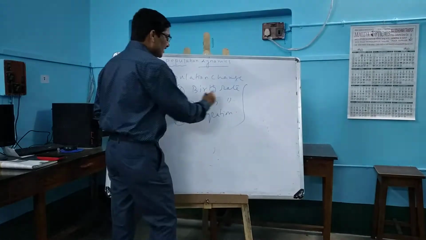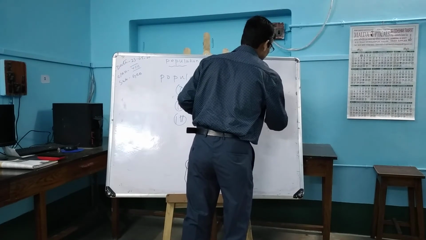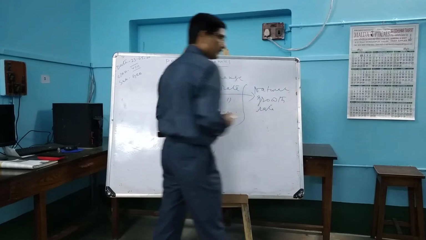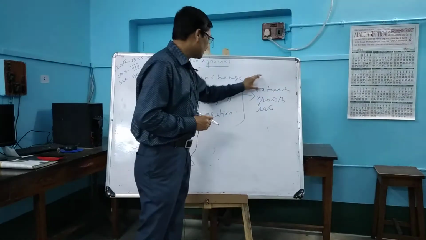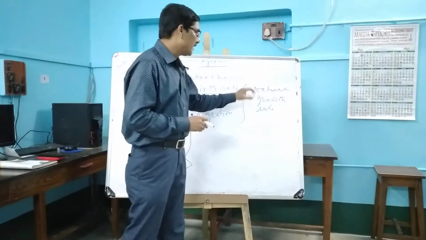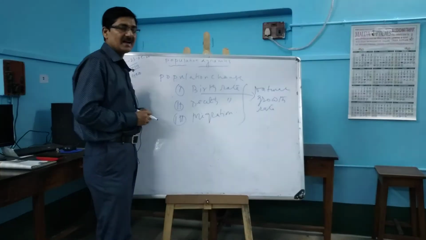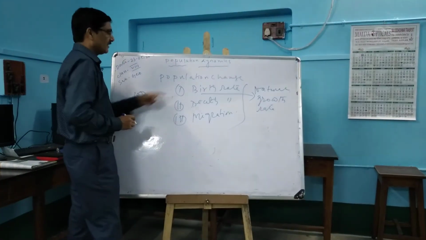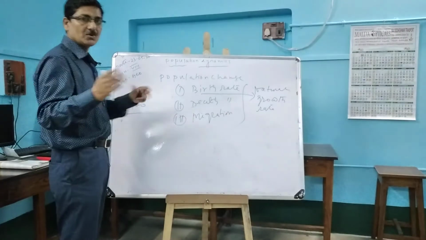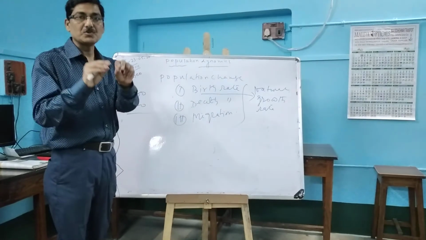The difference between birth rate and death rate is called the natural growth rate. What is natural growth rate? The difference between birth rate and death rate is called the natural growth rate. It may be positive, negative, or balanced. If in a year live births are 100 and deaths are 100, then this is called no growth rate. This is a balance. Birth rate 100, death rate 100 also, so there is no growth rate.